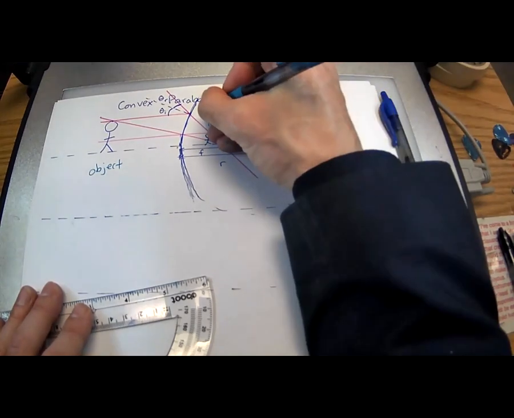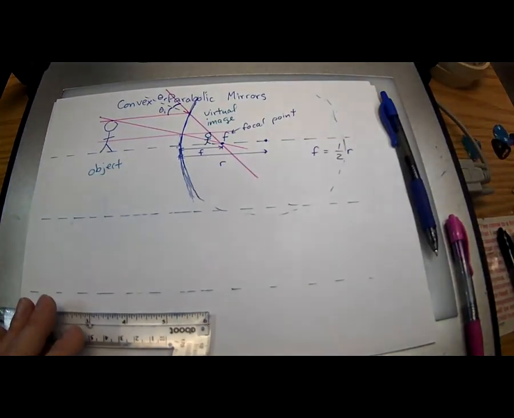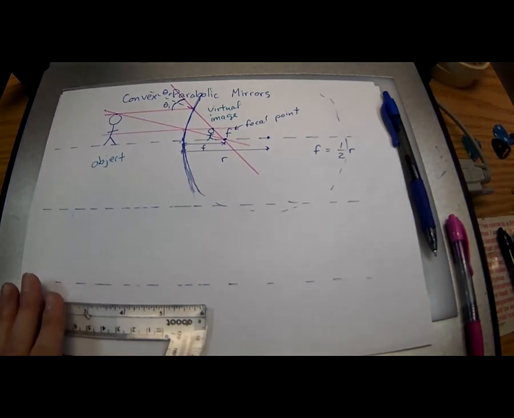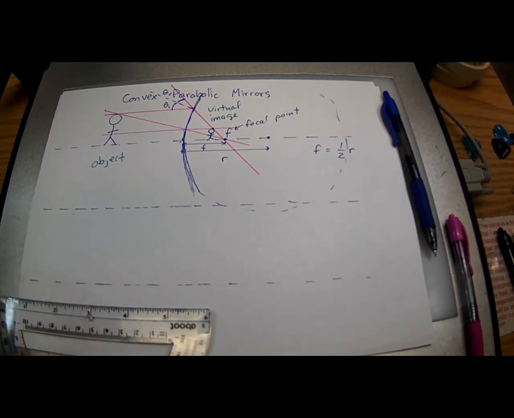And I'll call it a virtual image because it appears to be on the opposite side of the plane, or of the mirrored surface. Okay. If you had a true plane, you would also end up with a virtual image.